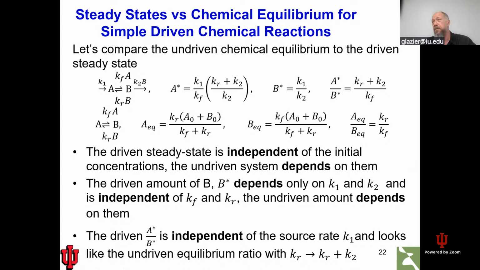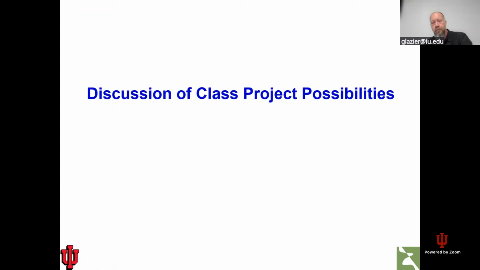And if you're interested in the mathematics of that, any mathematical biology or chemistry textbook will have chapters on all the analysis. This is the simplest possible example, but they'll show you how to analyze very complex systems and get those equilibrium or steady states.